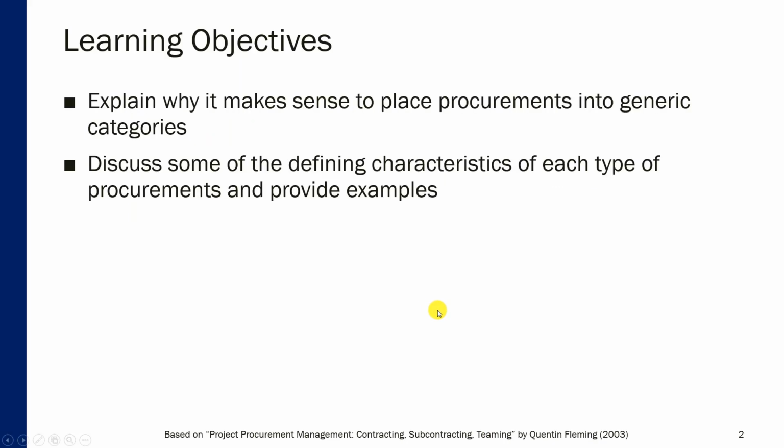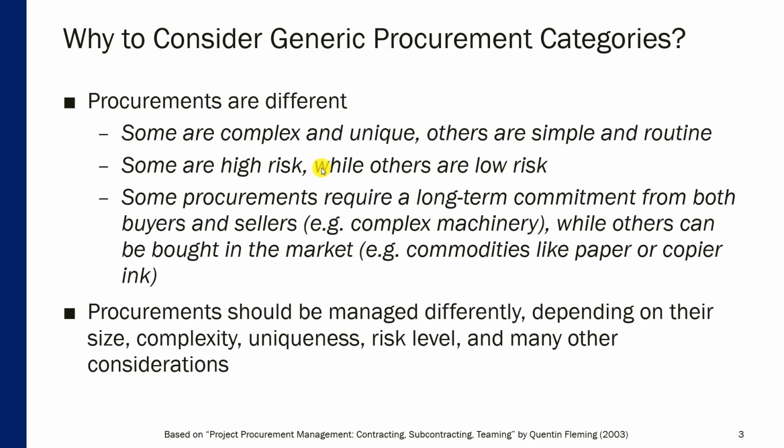This chapter has the following two main learning objectives. First of all, this chapter will explain why it makes sense to place procurements into generic categories. Also, the chapter will discuss some of the defining characteristics of each of the procurement categories discussed throughout the chapter. And also, the chapter will provide some examples of procurements falling into those generic categories that chapter 2 is centered upon.